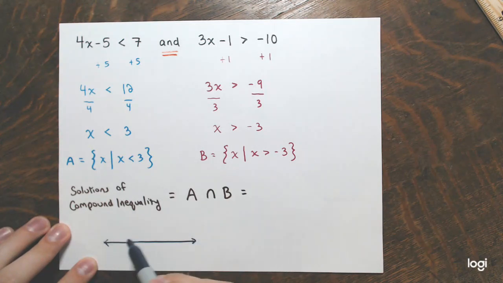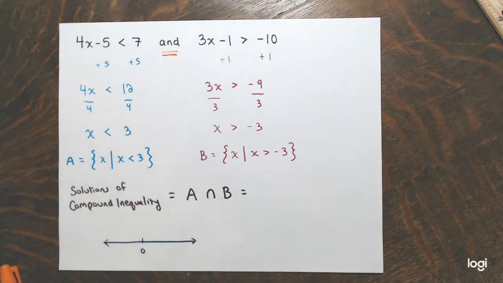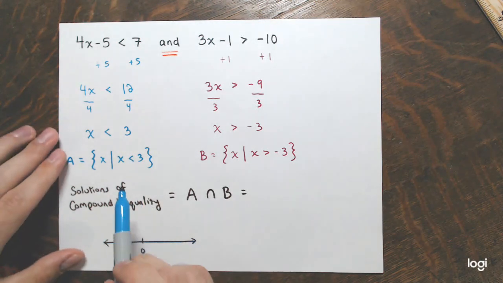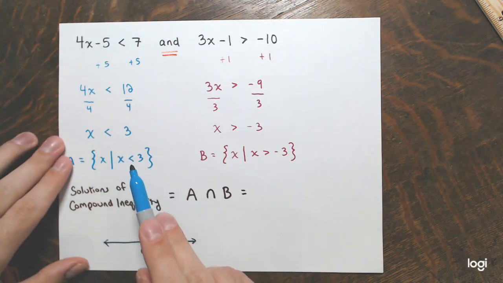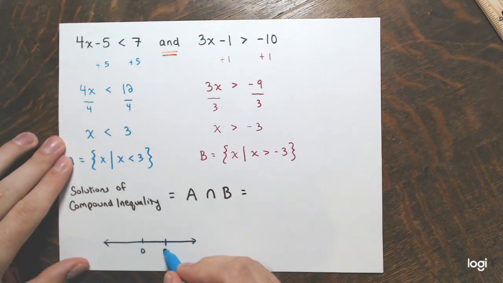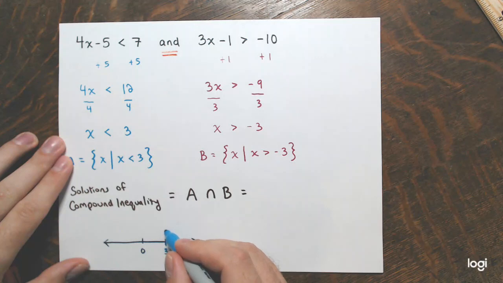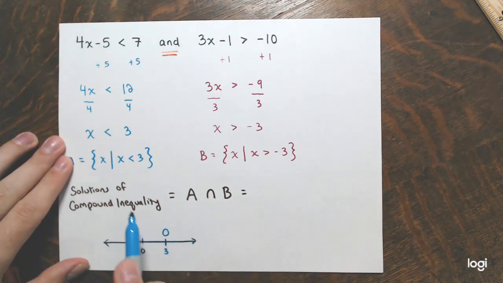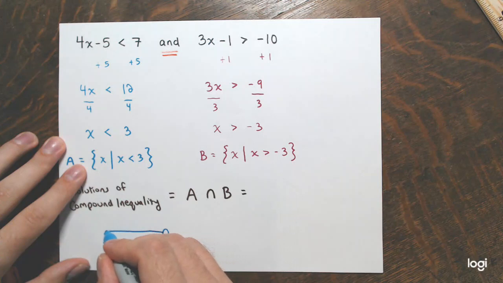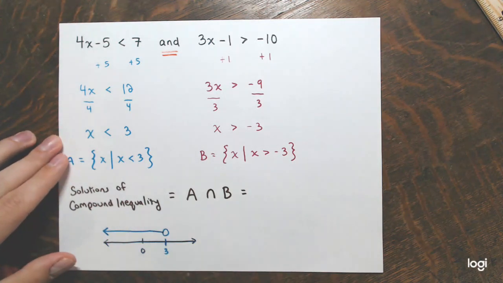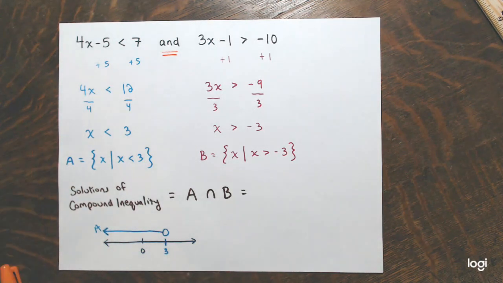Here's a number line, and there's the number 0, and I'll put up the numbers that are in set A. The solutions of this first inequality are the numbers less than 3. All right, so 3 is over here. The numbers less than 3, but not 3 itself. Right? Just the numbers less than 3. So I put a little open point, a little hole above 3. Not 3 itself, but all the numbers less than 3. 2 is less than 3, 1, 0, that's going this way forever. So there's set A, the solutions of the first inequality.